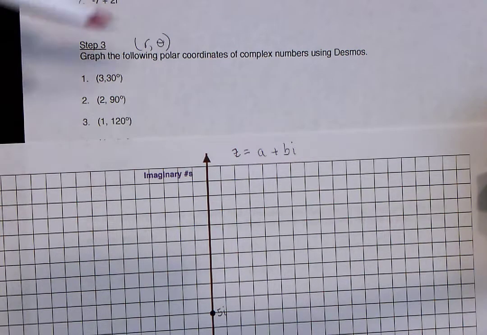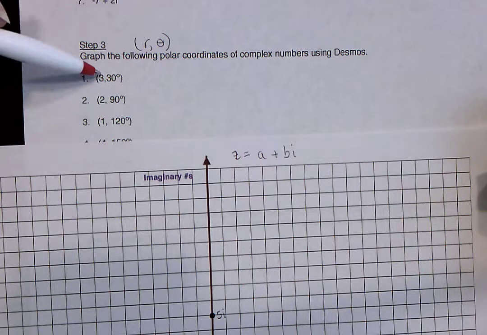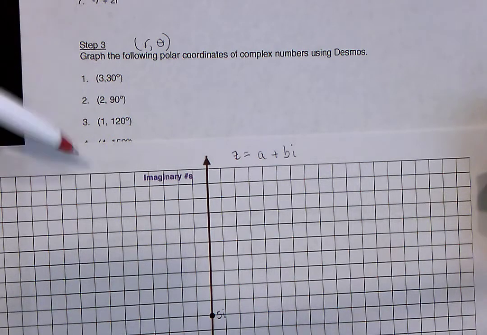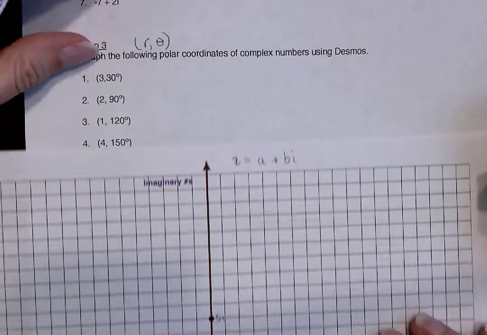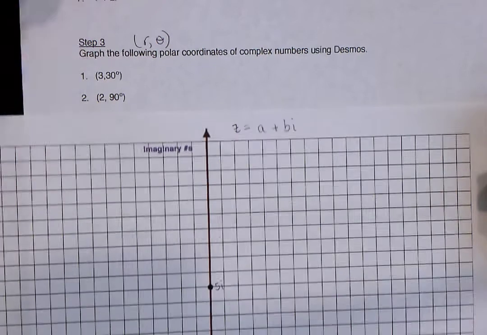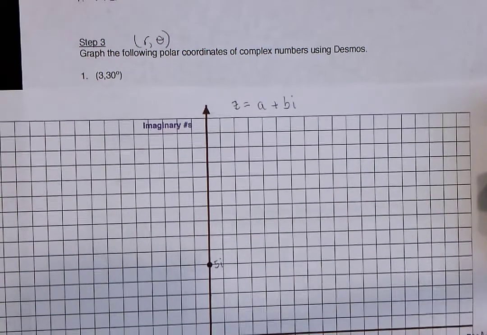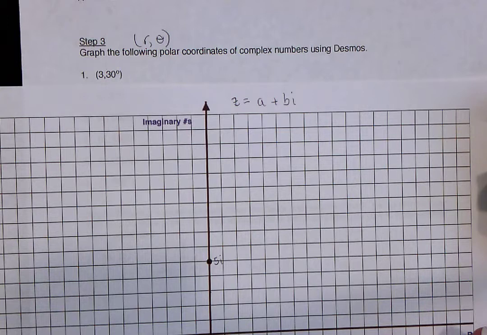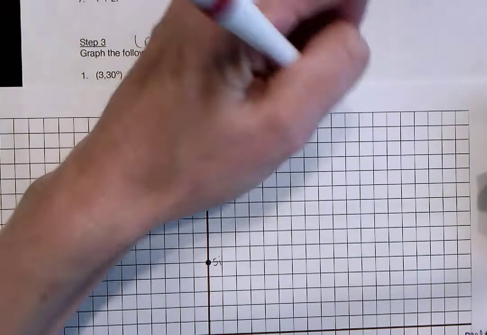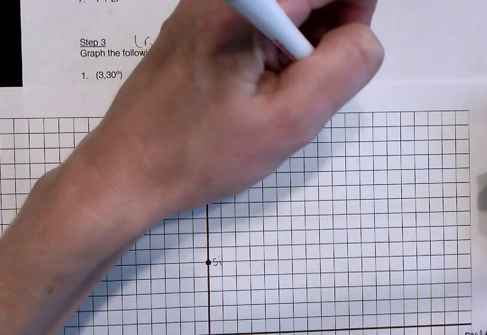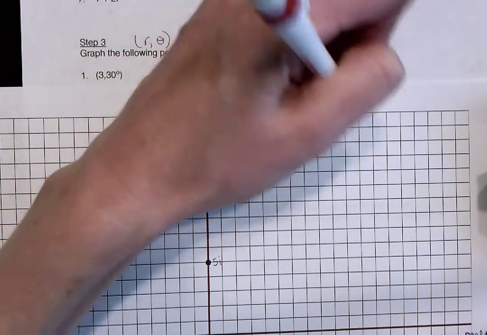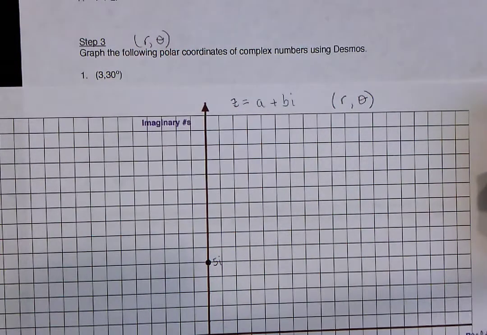What we're going to do is just use a ruler to find this. I'll do number 1 and I'm going to do number 5. So on this one, 3 is the radius, or the modulus, if you remember that. And I'll just write this up here. This is the polar form, r comma theta. So those are the two there.